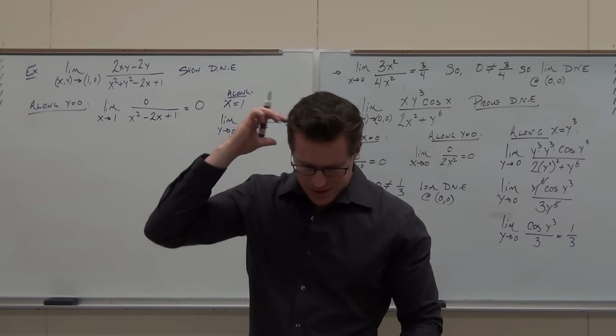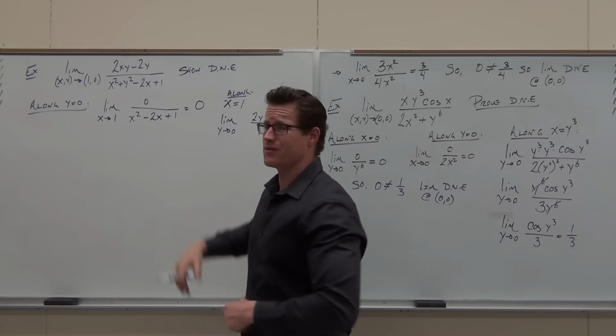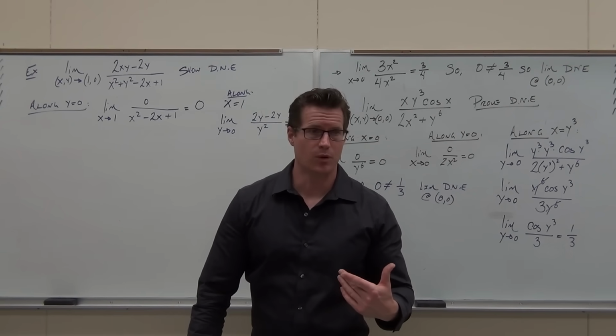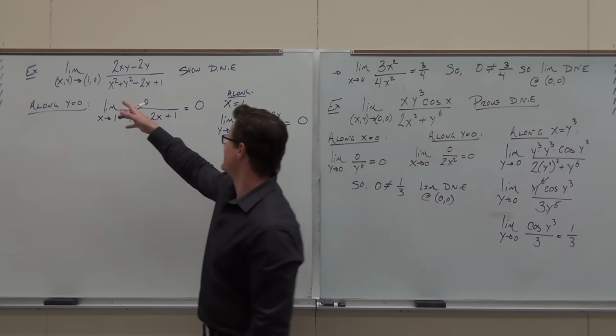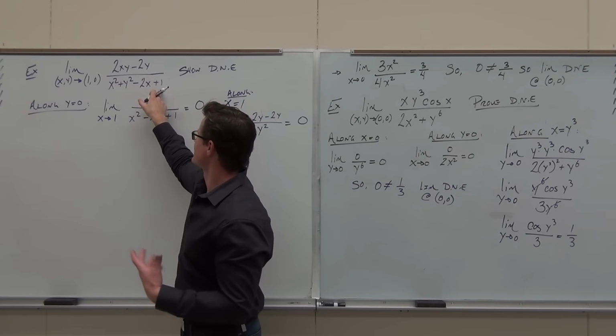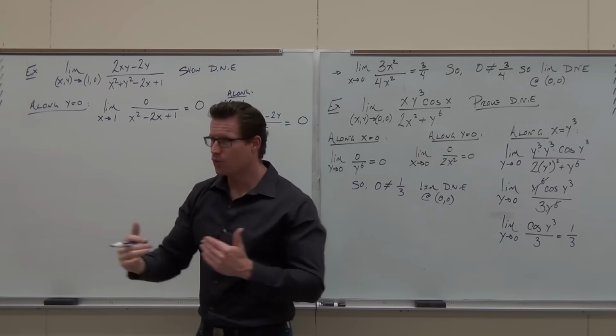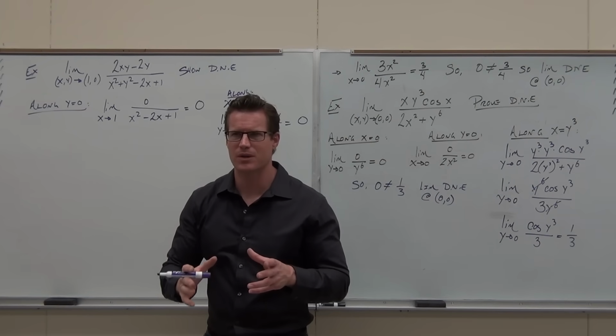Now, sometimes it's not obvious how to get your path. You go, man, I have no idea what path I should take. Because if I try matching up variables, I start having ones here. That doesn't really help me. If I let x equal y, that doesn't really help me either. I get some squares. Do you see the problem I'm talking about?